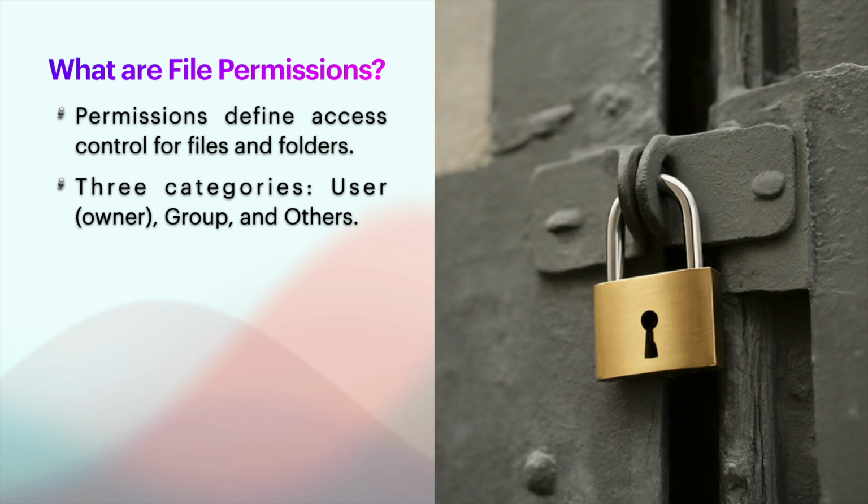The first one is user, the person who created the file. Next, group. It is a collection of users who share access permissions. And the others, everyone else on the system who is not the owner. So we treat it as others.